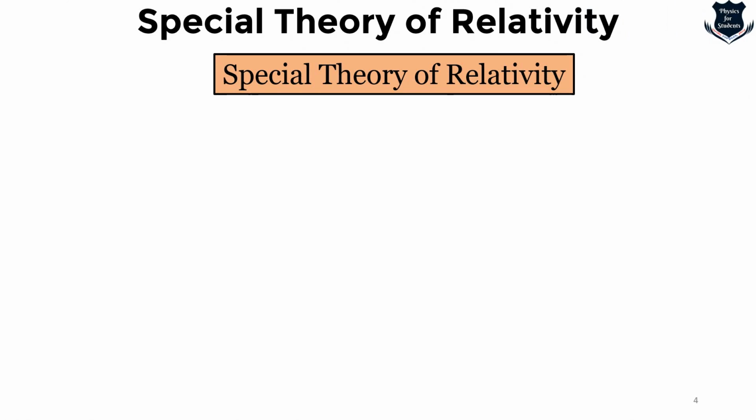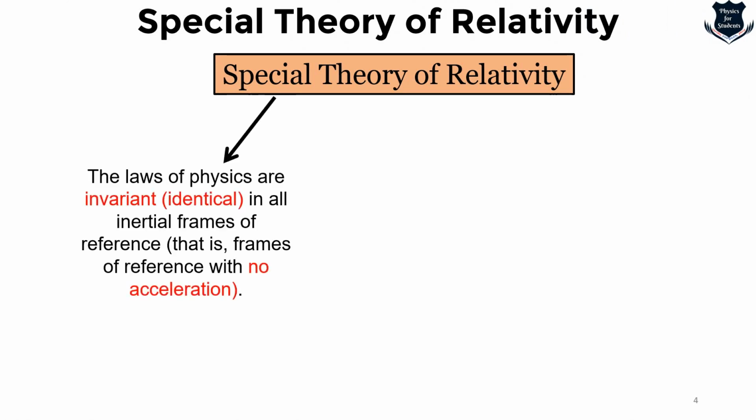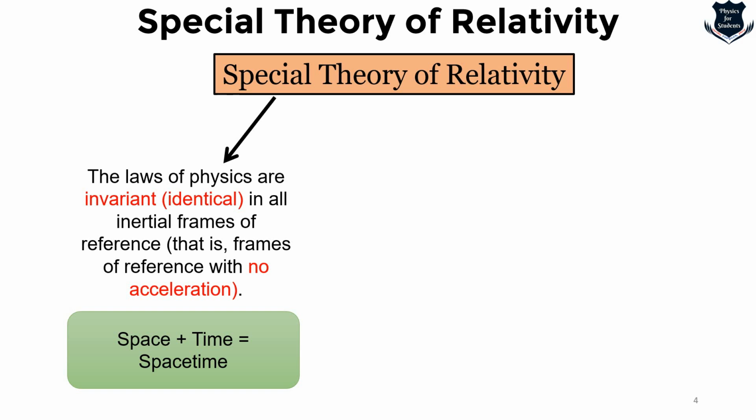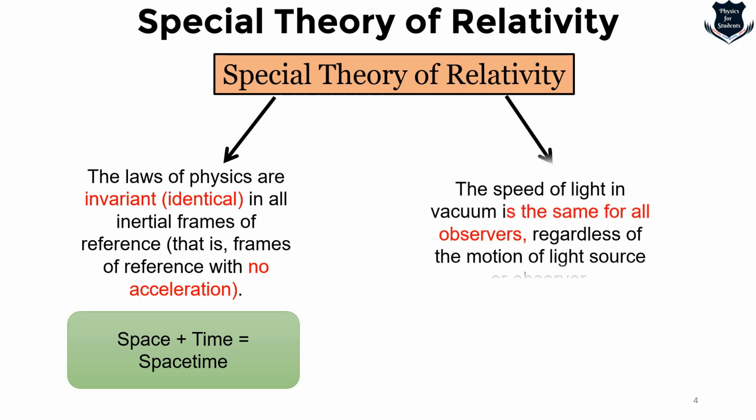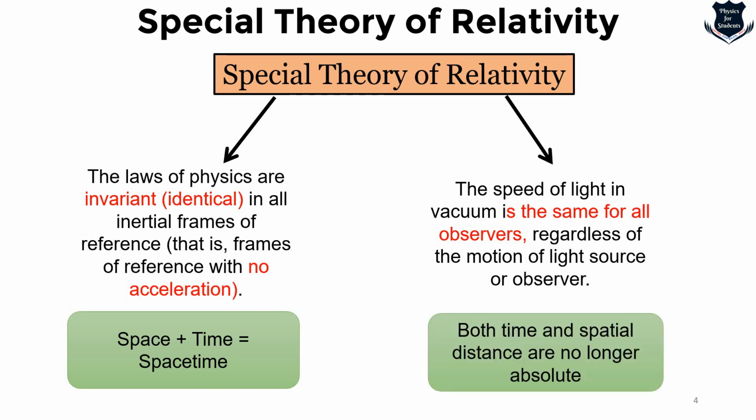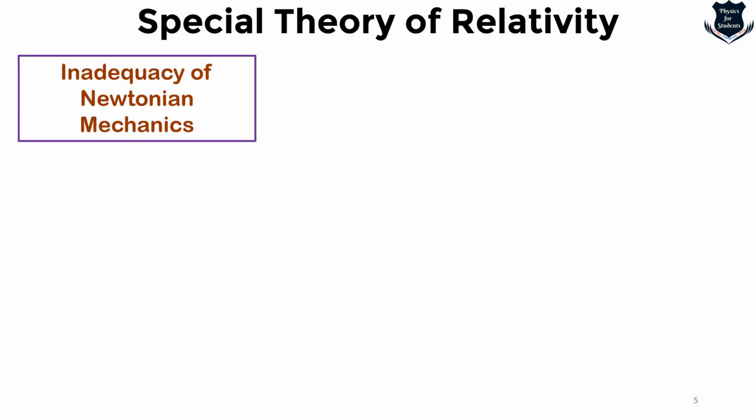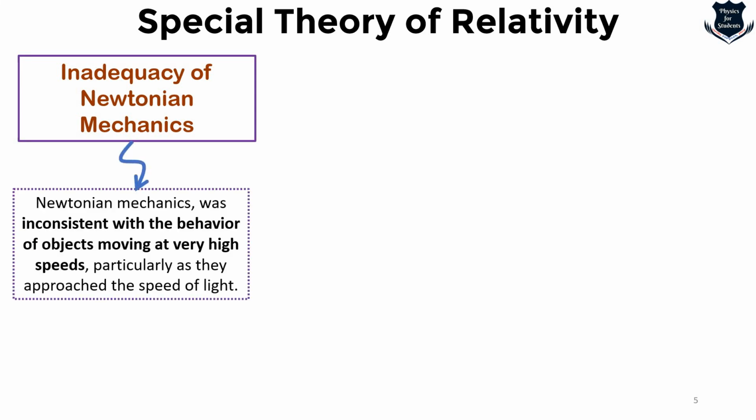In the first and second episodes, I covered mostly the special theory of relativity: that the laws of physics are identical in all frames of reference with no acceleration. I also talked about how the speed of light in vacuum is the same for all observers. Both time and spatial distances are no longer absolute. We also came to know that there is some inadequacy in Newtonian mechanics, which is inconsistent with the behavior of objects moving close to the speed of light.